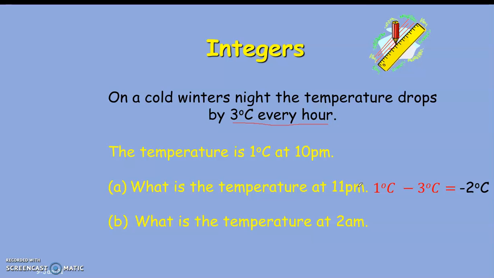I know that every hour it drops by 3 degrees Celsius. So I need to do 3 lots of that 3. 3 lots of 3 is 9. So if we're going from 11 p.m, which was -2 degrees Celsius, I need to subtract 9 degrees Celsius from there. So -2 take away 9 is going to give me an answer of -11 degrees Celsius. Okay.